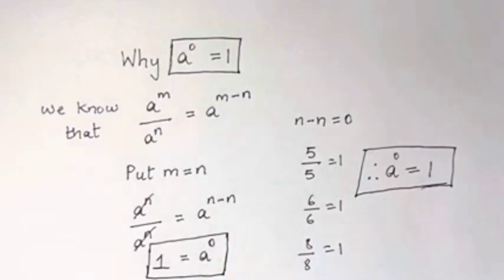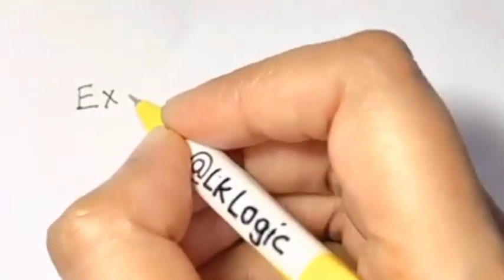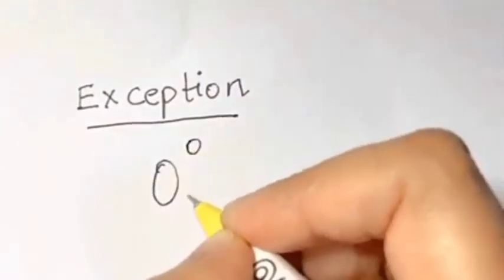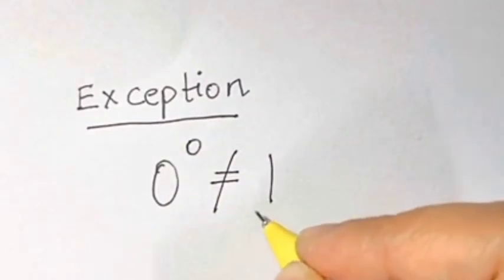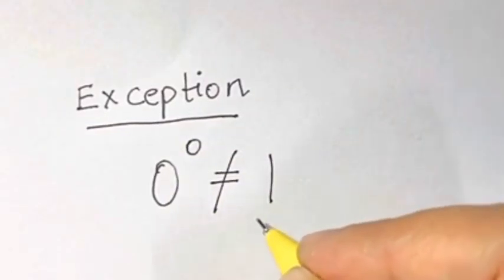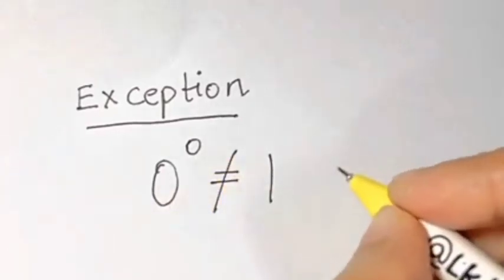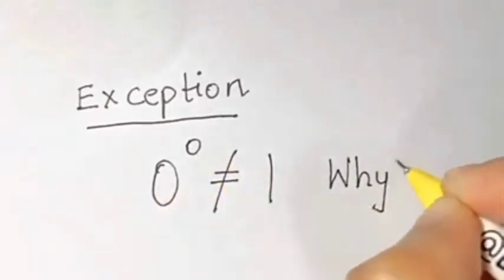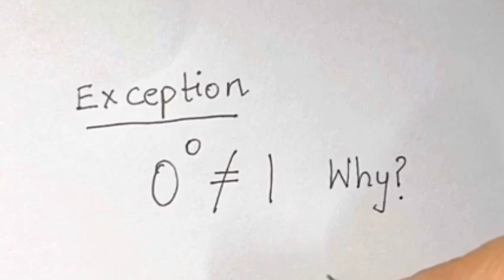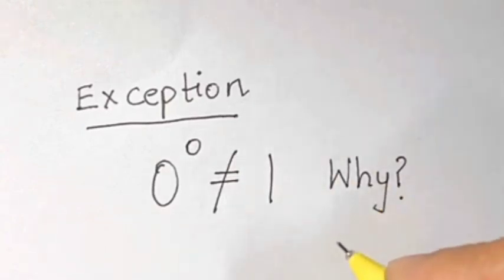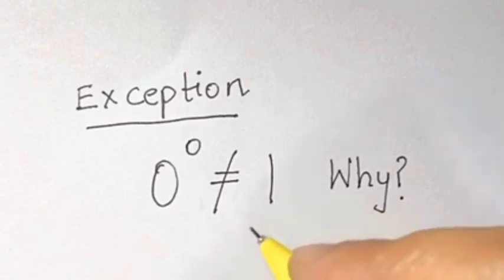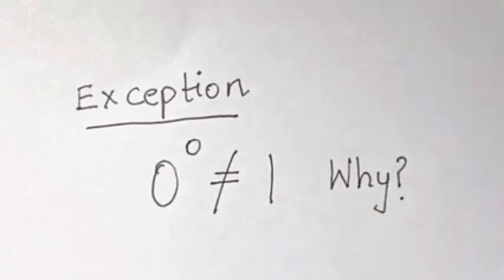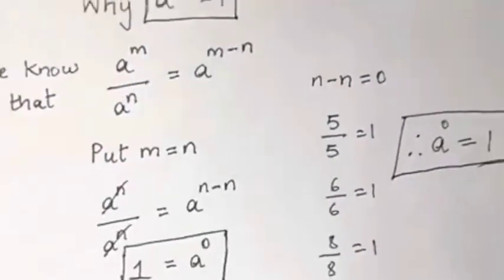Is that clear? But there is an exception. Don't go away. You should know this. It's very, very important. 0 to the power of 0 is not equal to 1. 0 is the only number in the world which, if raised to the power of 0, will not give you the answer of 1. All the other numbers will give you the answer of 1 if raised to 0. Only 0 to the power of 0 is not equal to 1. Now what's the problem? Why is it like that? I will tell you that also.